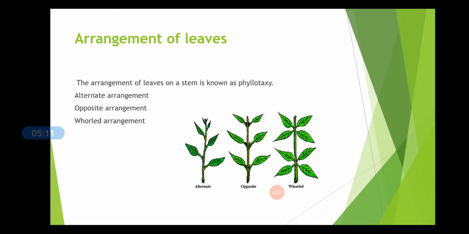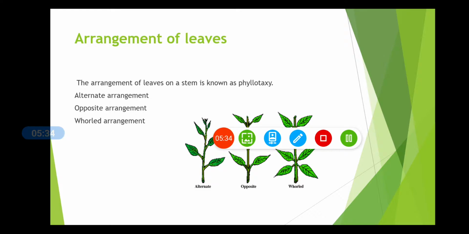What is the speciality of these three arrangements? In the first one, that is in the alternate, you can see that the leaves are alternately arranged on the stem. One leaf is present at the bottom, then on the left hand side you will find the other leaf. Again you go up a little bit, you will find another leaf on the right hand side. So this is called alternate arrangement.